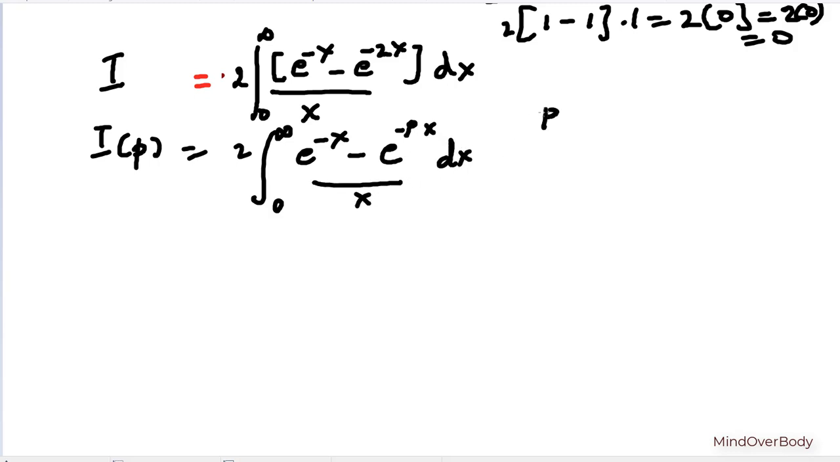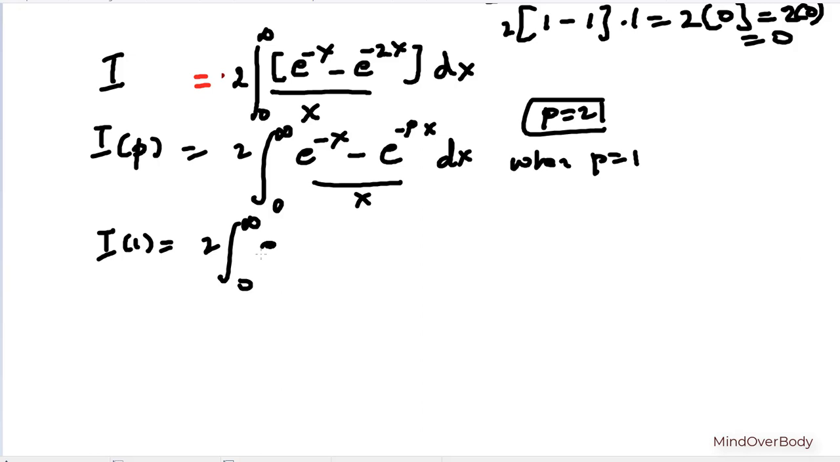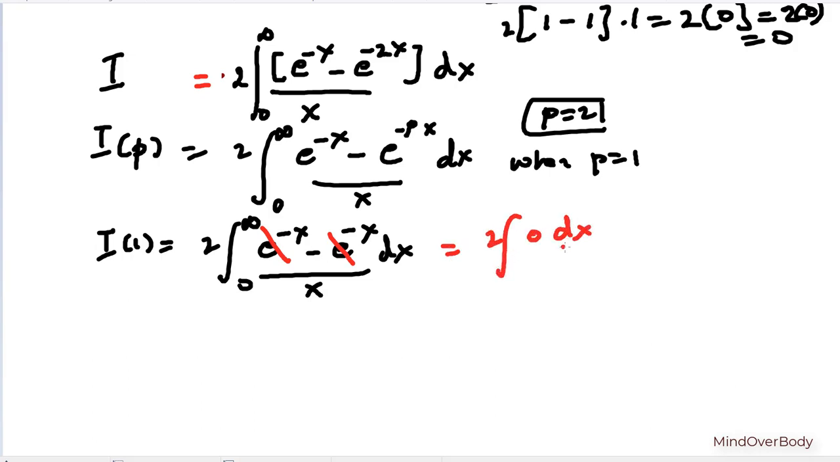Now we are interested when p is equal to 2, but we need to obtain the boundary condition when p is equal to 1. So I of 1 is equal to 2 times the integral from 0 to infinity of (e raised to the power of negative x minus e raised to the power of negative x) divided by x times dx. Clearly, e raised to the power of negative x and negative e raised to the power of negative x get cancelled, giving me 2 times the integral of 0 times dx divided by x, which is equal to 0. So therefore I of 1 is equal to 0. That is an interesting value.